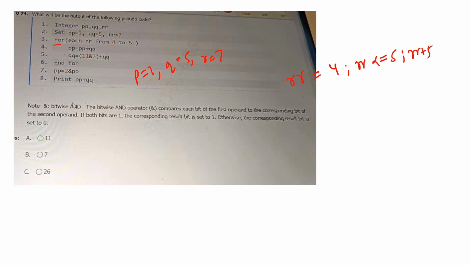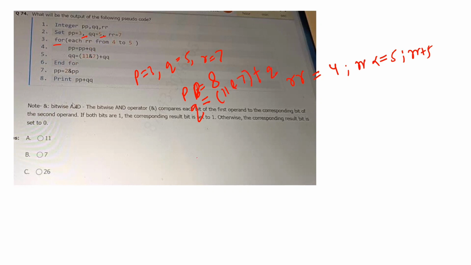Now here we are doing what? We are modifying the value of P and Q, right? We are doing P equal to P plus Q. P is 3 and Q was 5, 5 plus 3, 8. So P is nothing but 8. Then Q equal to 11 bitwise and with 7 plus Q.